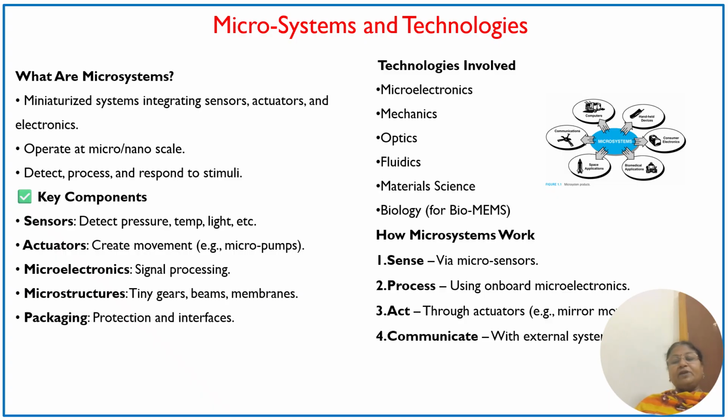Everywhere we have the word micro. What it signifies is the size. In terms of MEMS, it's micro, and in terms of NEMS, it's nano. So you know the scaling of 10 power minus 6 and 10 power minus 9. With a microelectronic component, signal processing options are very prominent. And it is with a microstructure, tiny gears, beams, or membranes.